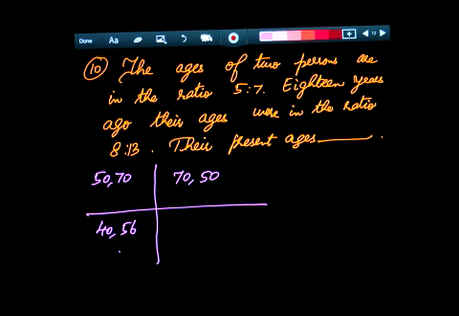The other one is 18 years ago their ages will be. So we have to subtract 18. If we subtract 18, we will be getting 8:13. The first option. So that will be our answer.